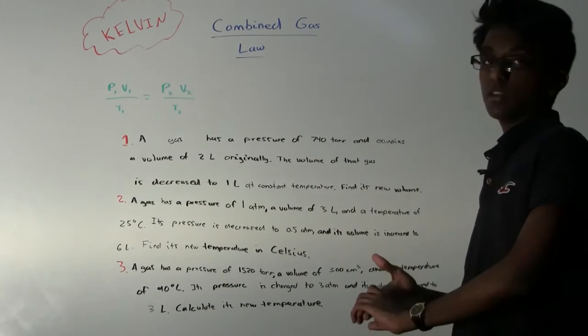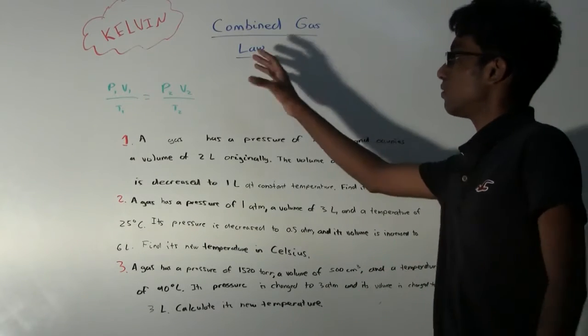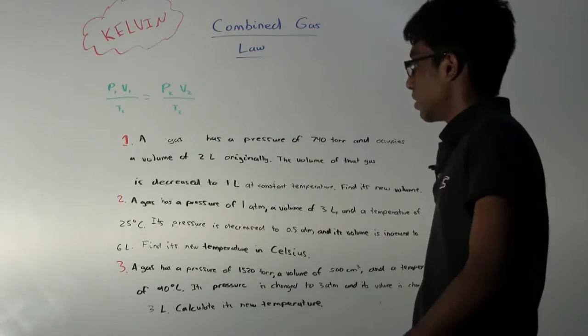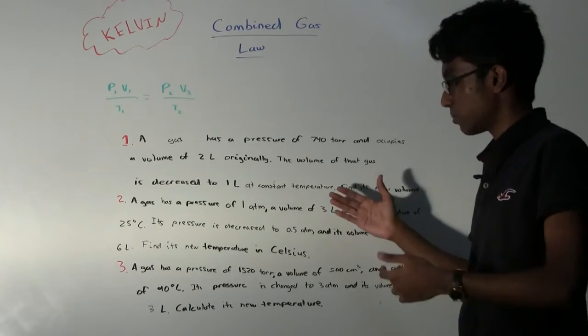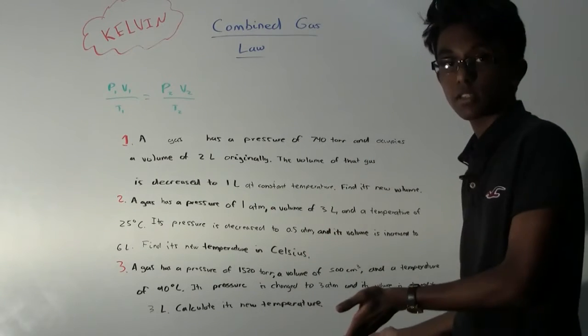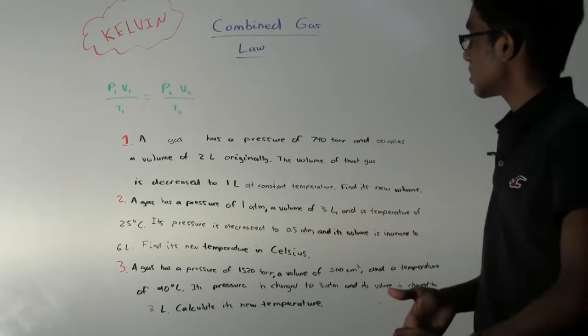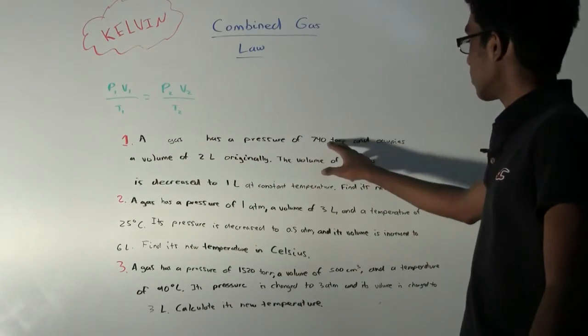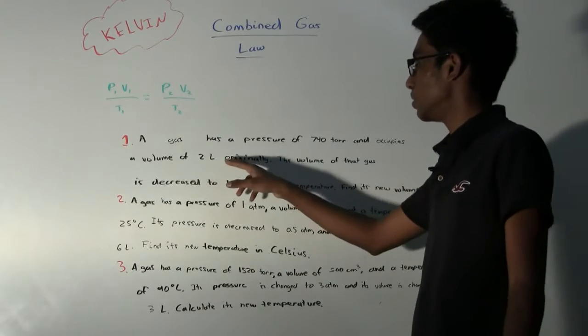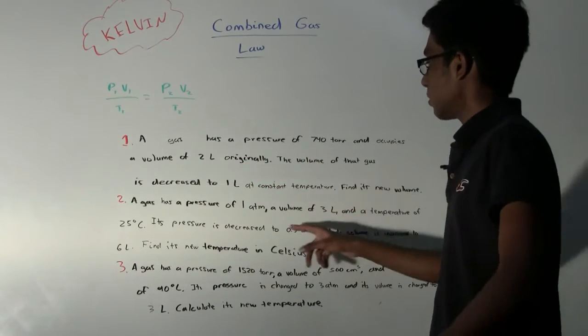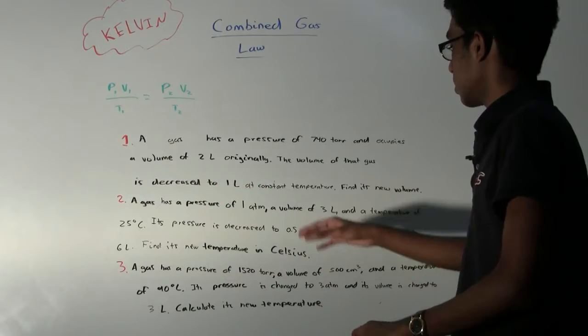Here I'm going to go ahead and do 3 problems which involve using the combined gas law. The first one's pretty easy, second one's a little bit more difficult, third is probably the hardest type of problem you could find. Okay, so first one, you say a gas has a pressure of 740 torr and occupies a volume of 2 liters originally. The volume of that gas is decreased to 1 liter at constant temperature.